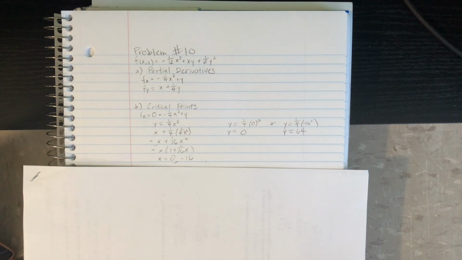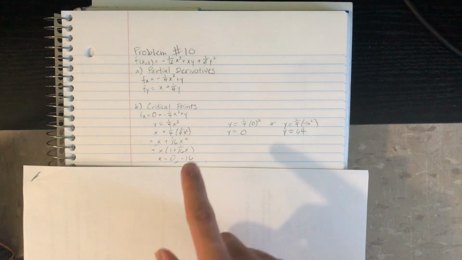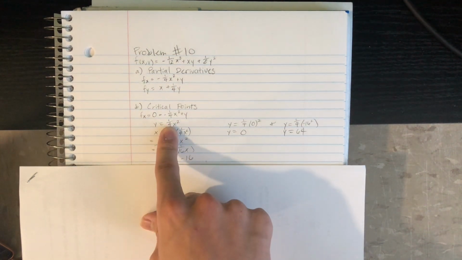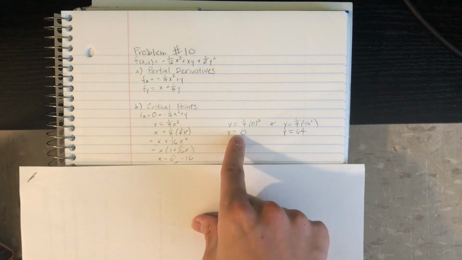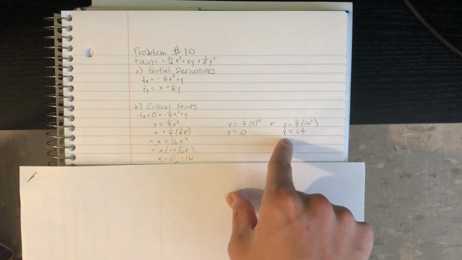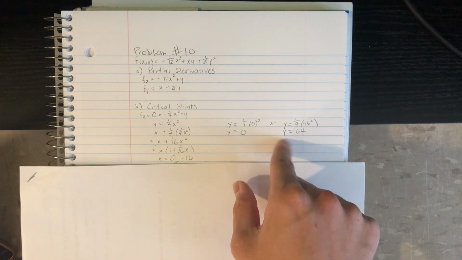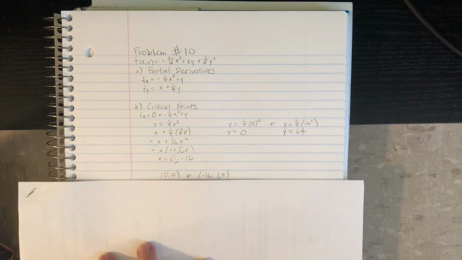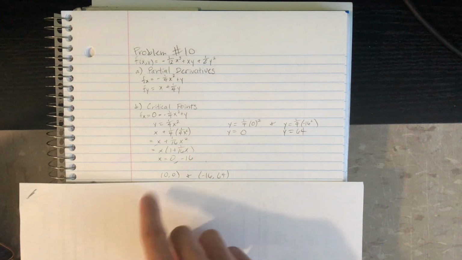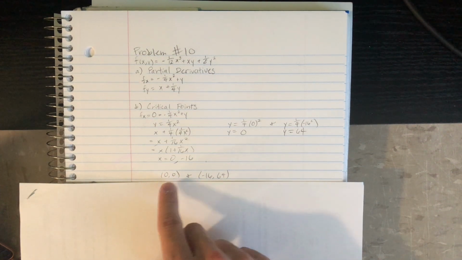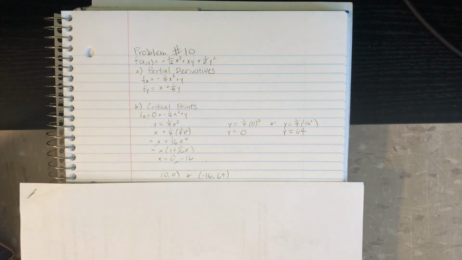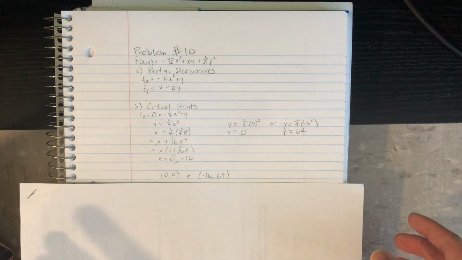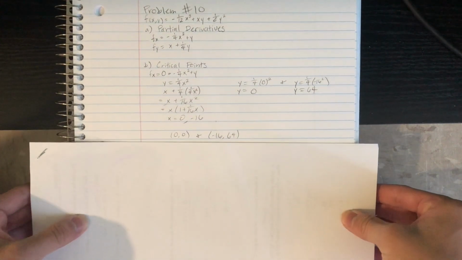In order to find the actual critical points and not just the x coordinate, we have to plug this x value back into this equation right here. When we plug in 0, we get 0, and when we plug in -16, we get 64. So when we put that together, the critical points would be (0, 0) and (-16, 64). So that would be part B.